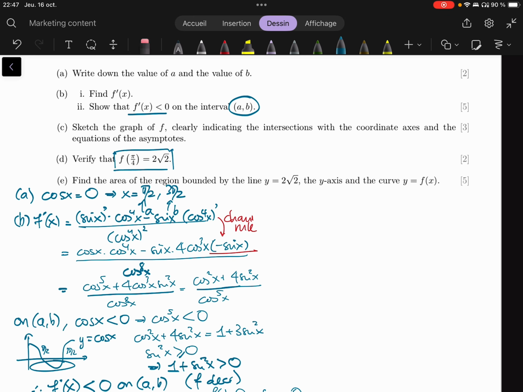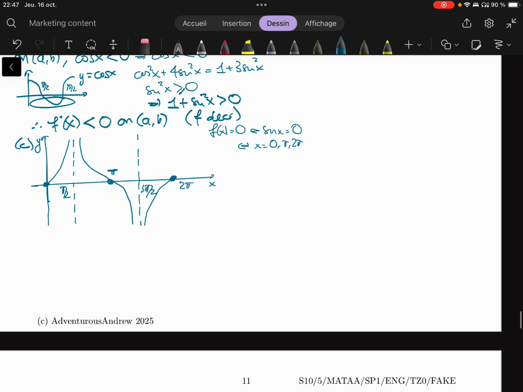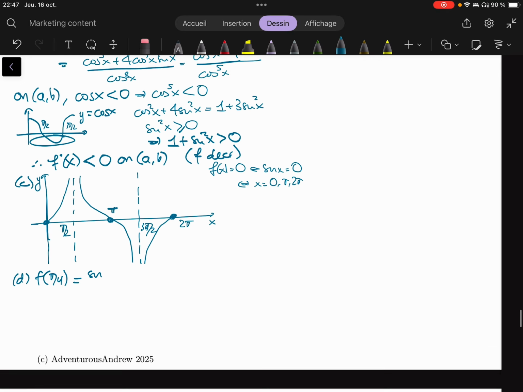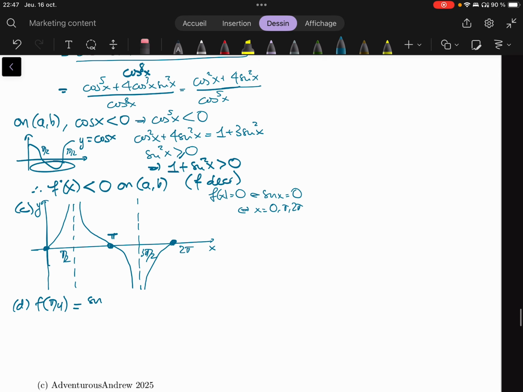Part D. Verify that f of pi by 4 is 2 root 2. Simple. f of pi by 4, that would be sine of pi by 4 divided by cos to the 4 of pi by 4.